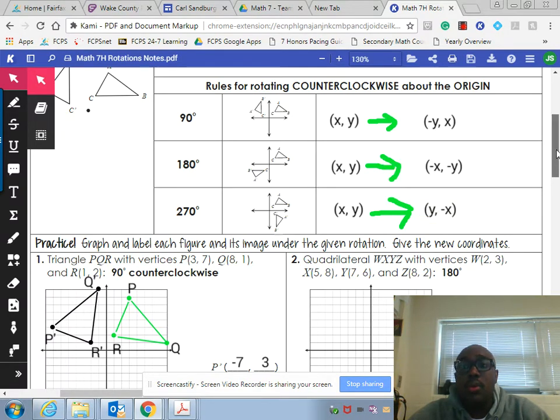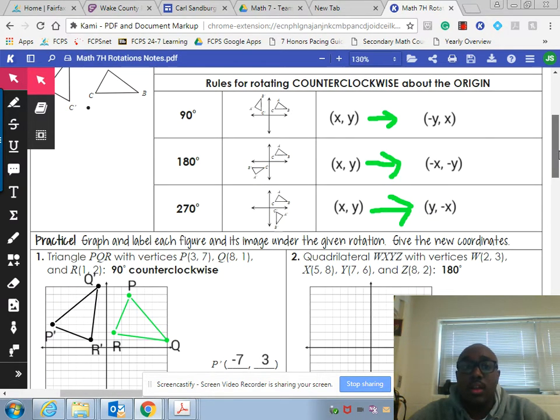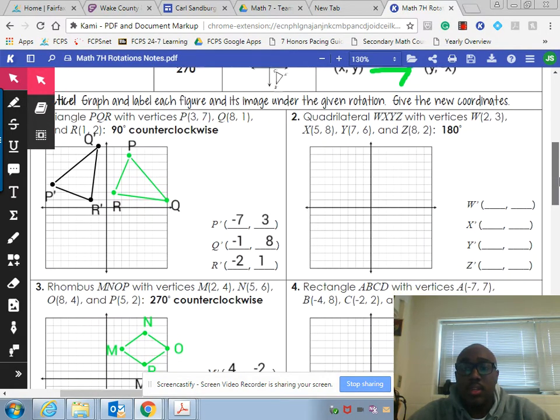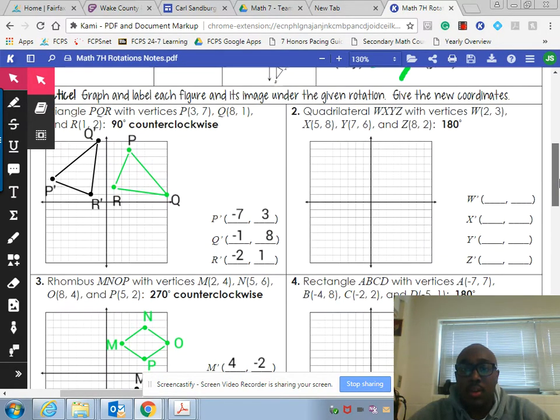So the reason why we only learn the counterclockwise way is because of this. Let's look at the coordinate plane really quickly. If they tell you to rotate something 90 degrees counterclockwise, then we would rotate it this way into the second quadrant. Now, that is 90 degrees counterclockwise, which is the same as 270 degrees clockwise.